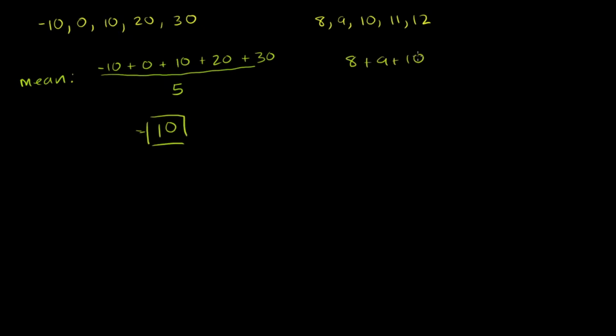Now, what's the mean of this data set? 8 plus 9 plus 10 plus 11 plus 12, all of that over 5. The way we can think about it, 8 plus 12 is 20, 9 plus 11 is another 20, so that's 40, and then we have a 10 there. So this is once again going to be 50 over 5.